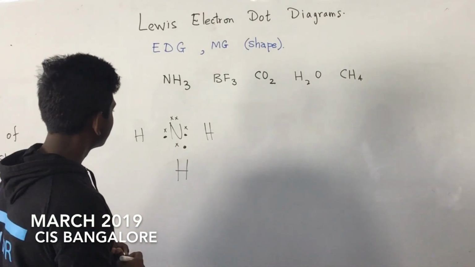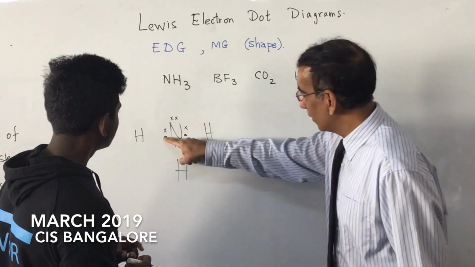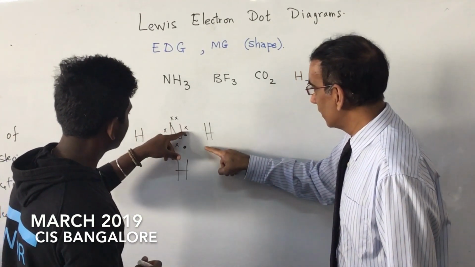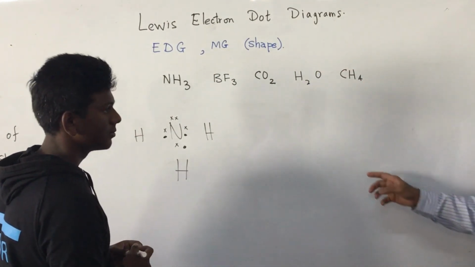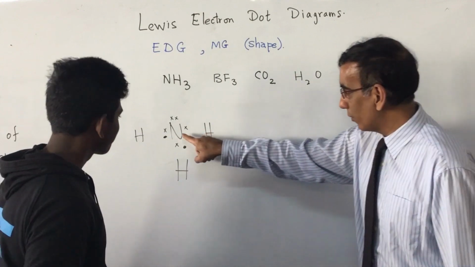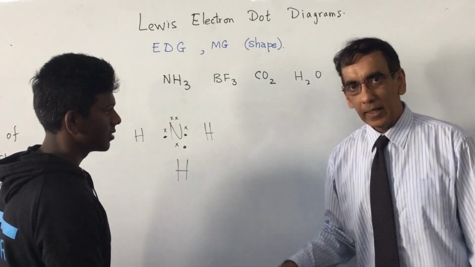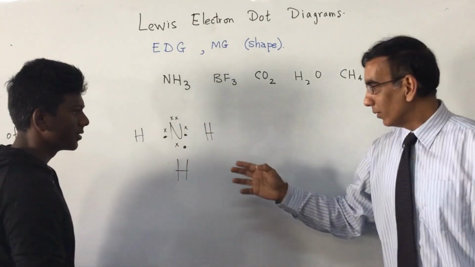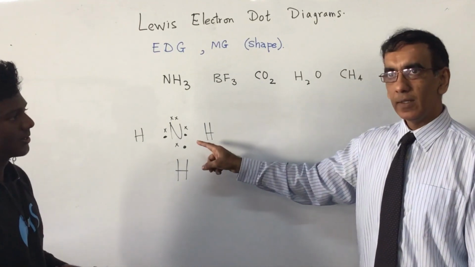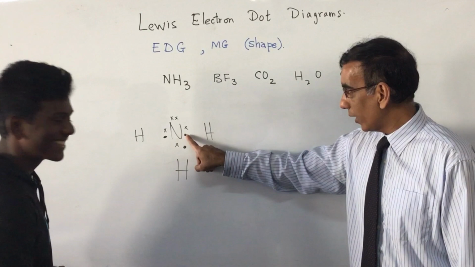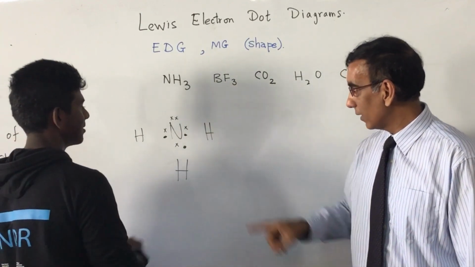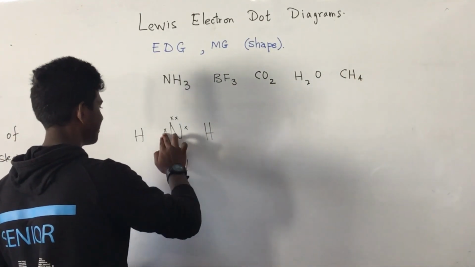Okay, so how many electrons have you put in here? What you have done is taken the hydrogen's electron and put it around the nitrogen. I don't think that's a good idea. Is that how all of you would do it? No. So you take away the hydrogen's electron, you put it here. The nitrogen's electron, you put it next to the hydrogen.